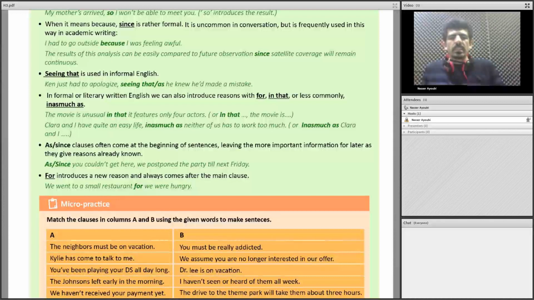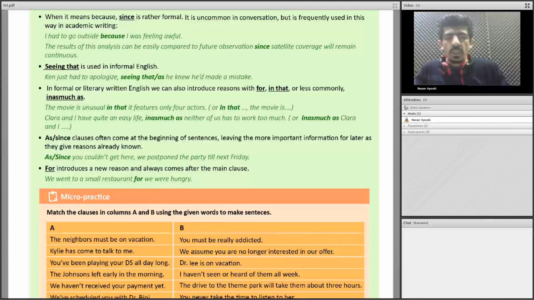For in that: the new system is better in that it provides faster access to the internet. The new system is better in that it provides faster access to the internet. Or in that the new system provides faster access to the internet, it is better. In as much as: they're rather similar, in as much as they are the same size and color.